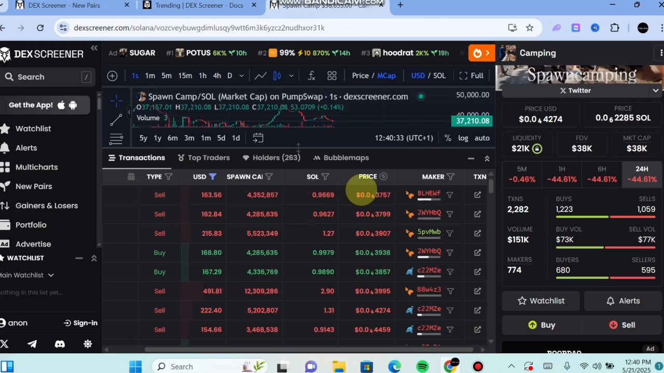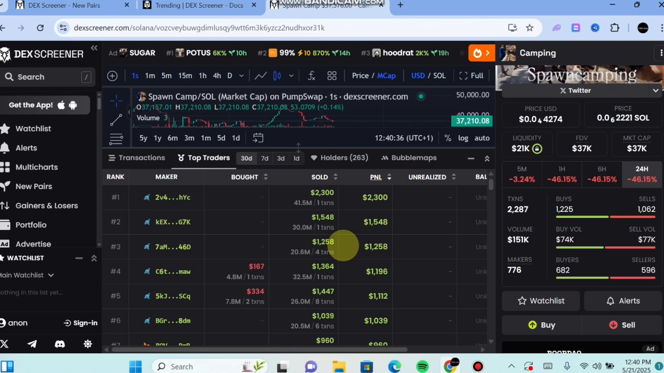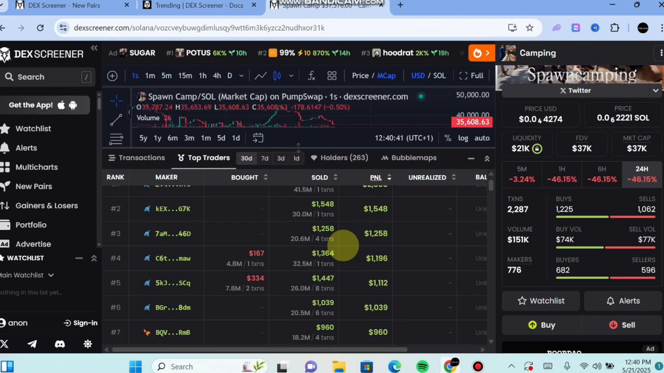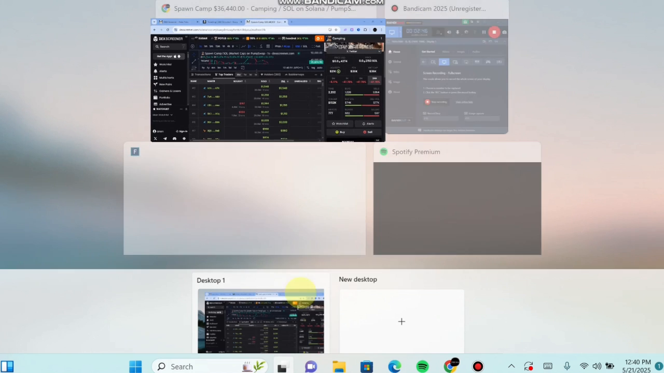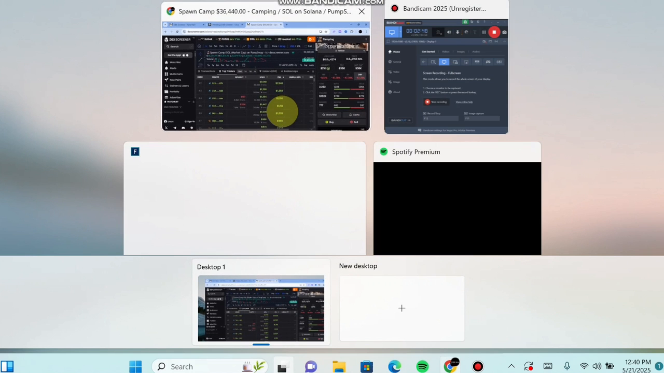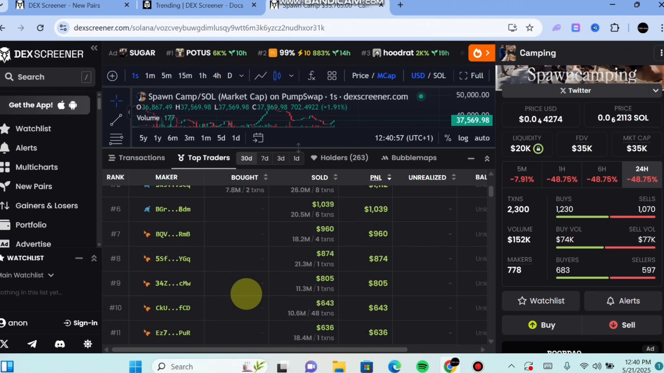You can also go to top traders. Top traders show people that make the most amount of profits on this particular coin. You can see this guy bought for $167 and sold for $1K. Bought for $200 and sold for around $1K too. They made profit of around $1K. While this one you are not seeing it, but apparently they would have created the coin.